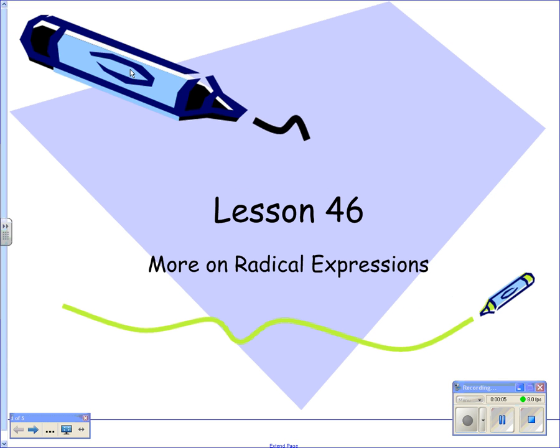All right, we are looking at lesson 46 today. We're looking at more radical expressions.